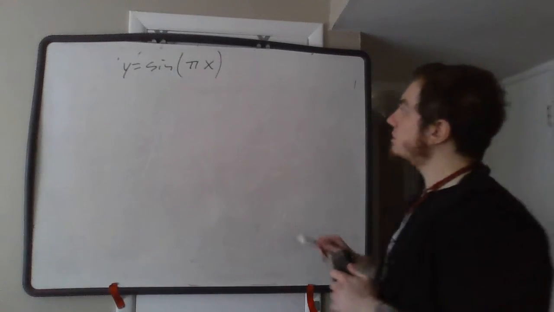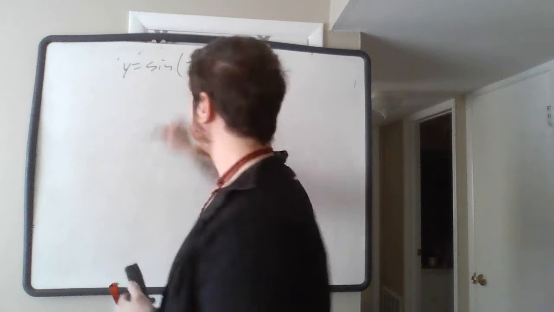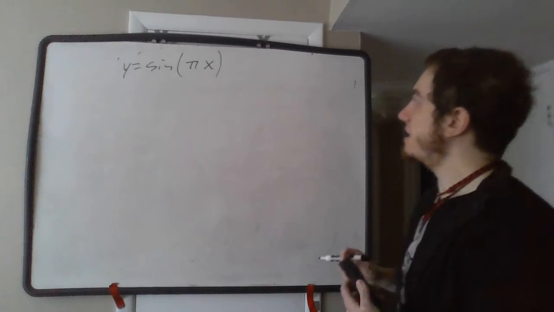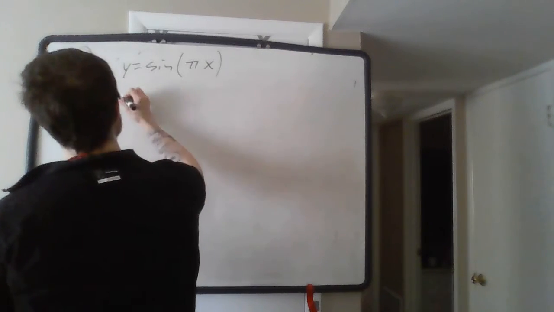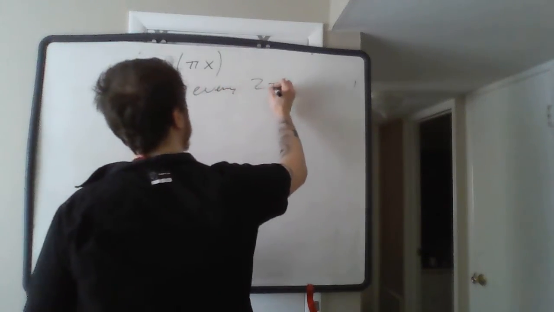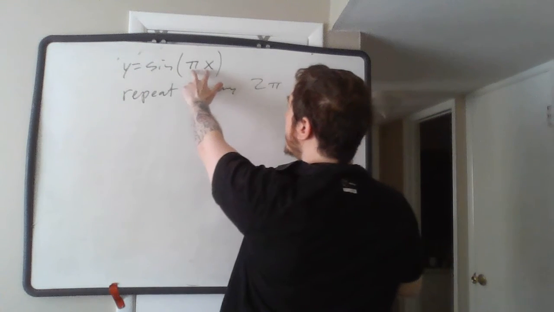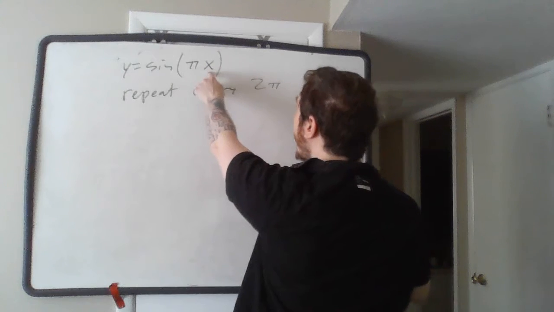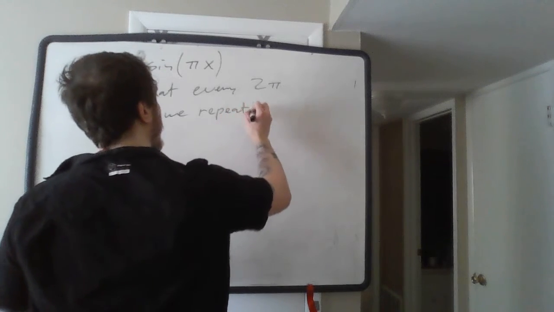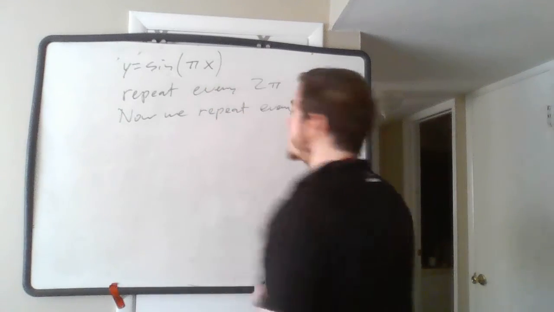Well, in general, what's going to happen if you multiply the variable inside of a function by some constant? It's going to give me a horizontal stretching or shrinking. And the key point is this: if we originally repeat every 2 pi, so whenever x changes by 2 pi, we repeat, then if I multiply x by pi, now we're going to repeat every 2 pi divided by pi, which is equal to 2.